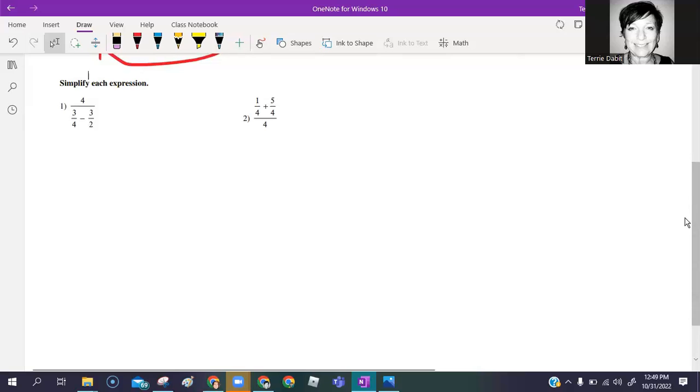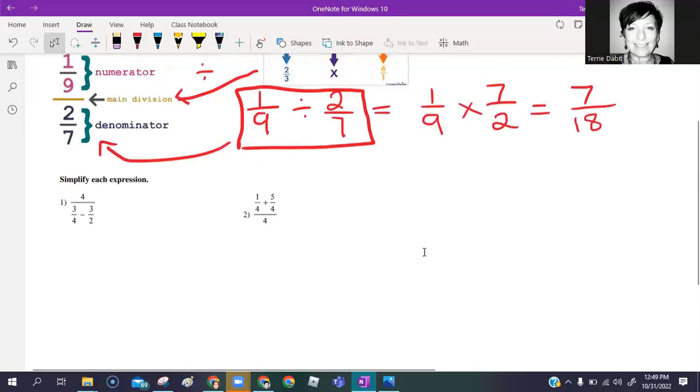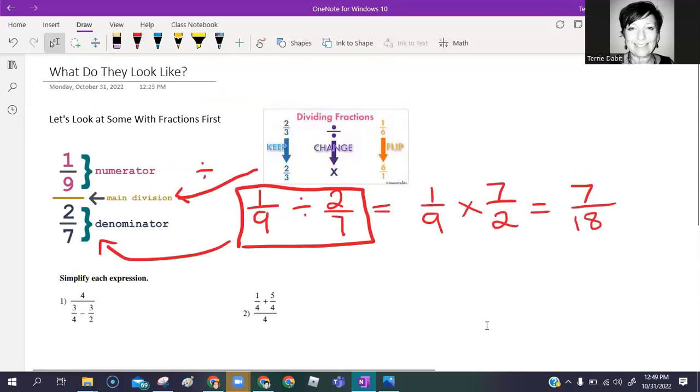Number 1. Miss Debbie, could you scroll up one more time? I can take a picture of it and write it down. Yeah, okay. Sure can. There's the top. Okay, thank you. Yeah.